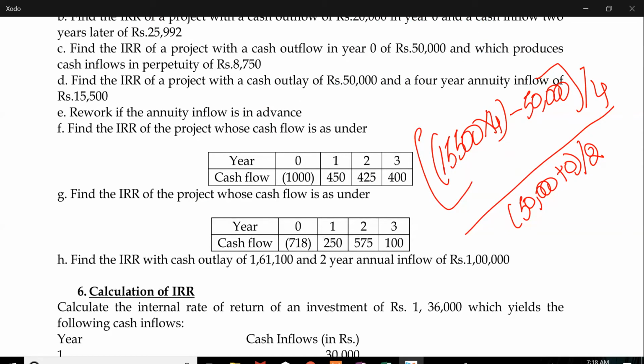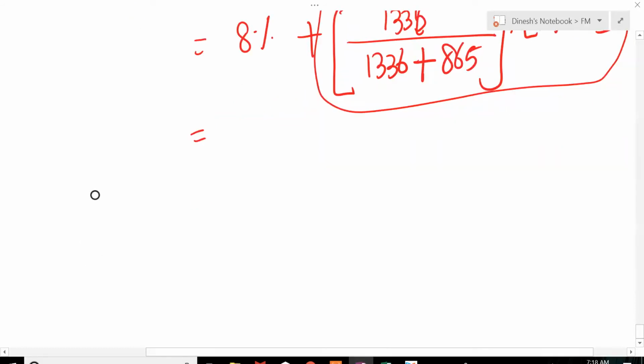We'll move to question E then. Rework if the annuity inflow is in advance. Any doubts till now? Now rework if the annuity inflow is in advance. Listen for some time. Advance means you are receiving at the beginning of the period rather than at the end of the period.